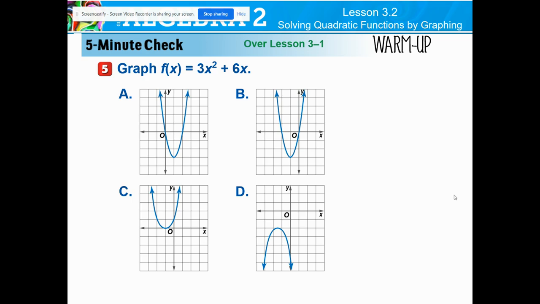Here's our graph. Now the information we already found, because it's the same function: our axis of symmetry is x equals -1, and our y-intercept is 0, and we also know it opens up. So the appropriate graph for that is B.